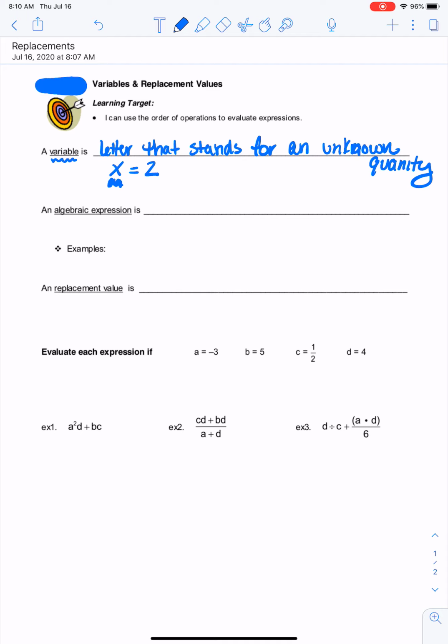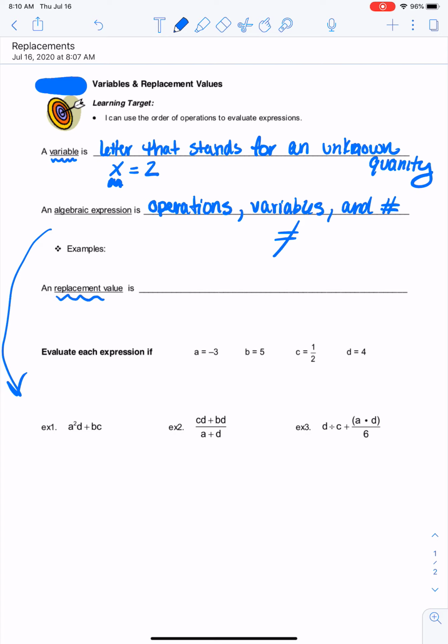Okay? An algebraic expression has operations, so adding, subtraction, multiplication, division, variables, and numbers. No equal sign at all. Okay? So an example would be anything down here. These are all algebraic expressions. And a replacement just means to substitute. Okay? So replace something means I'm going to replace this X with a number. So I'm going to plug in 2 for that X, or I'm going to replace it.